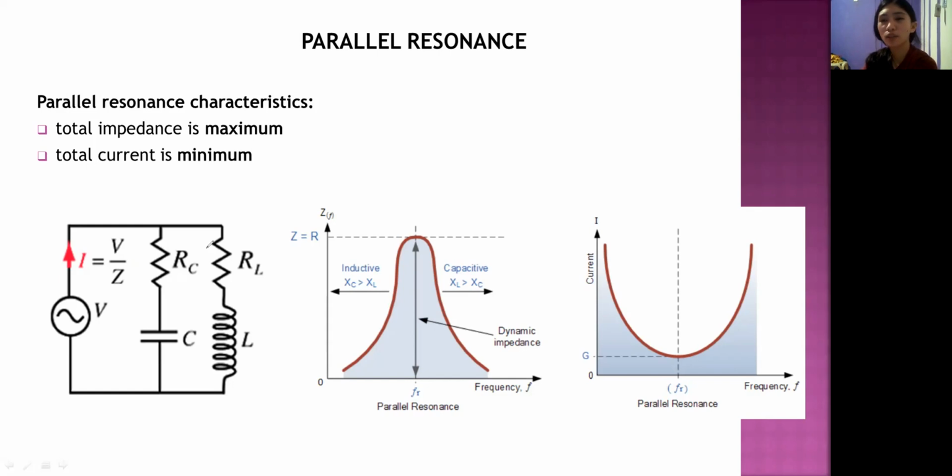Here, I'll not derive the formulas for getting the resonant frequency, but I'll just show the formulas considering the internal resistances of the circuit, and also considering only the pure RLC given. I'll just show the difference of the formula for getting the resonant frequency. Here it is stated that the parallel resonance characteristic is that the total impedance is maximum.